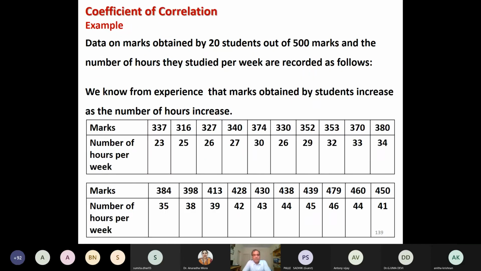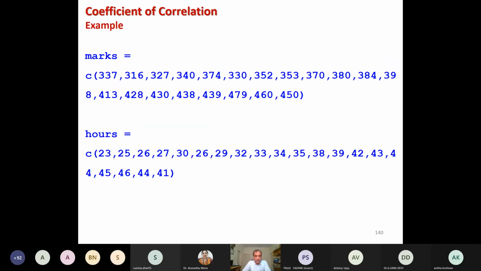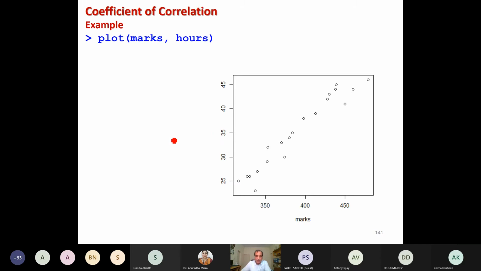Right. Similarly, let me take an example to show you how things work. This is the same example that I took yesterday. There are 20 students who have been awarded marks out of 500, and data has been collected on how many hours per week they studied. So, for example, one student studied 23 hours and got 337 marks, and so on. Now I store these two datasets in two data vectors, marks and hours, and then you can plot them.